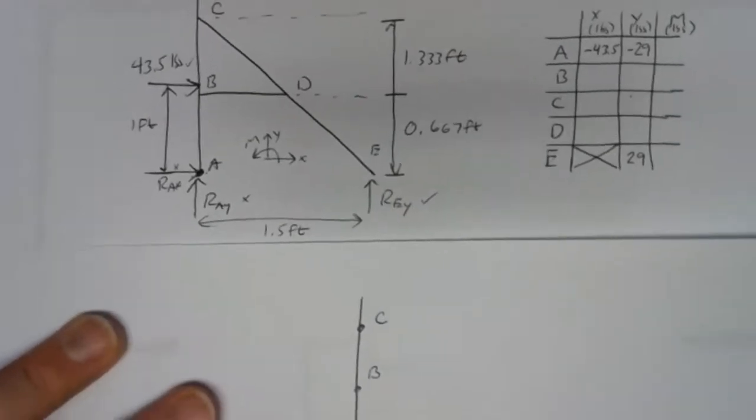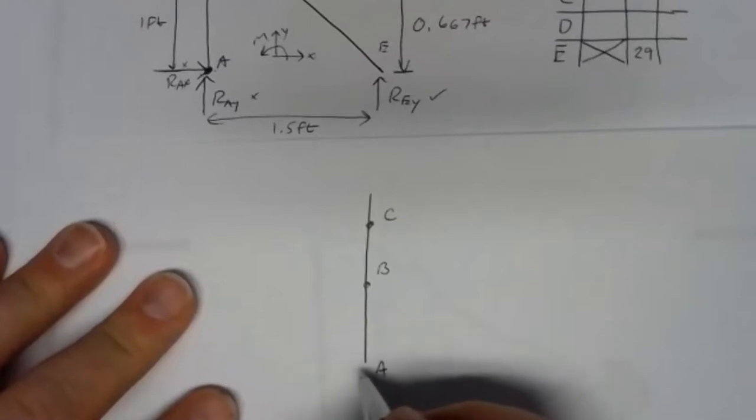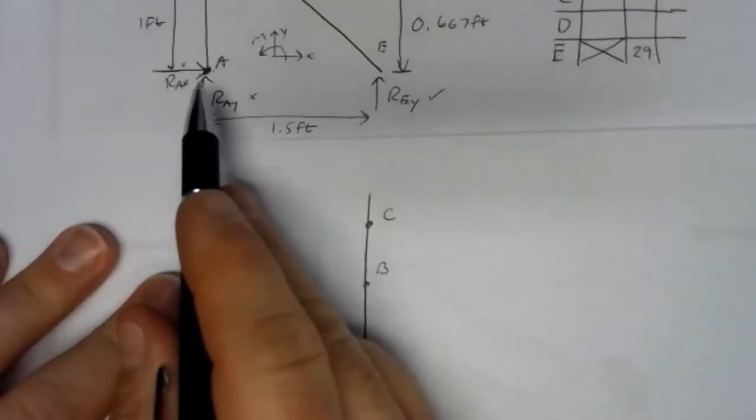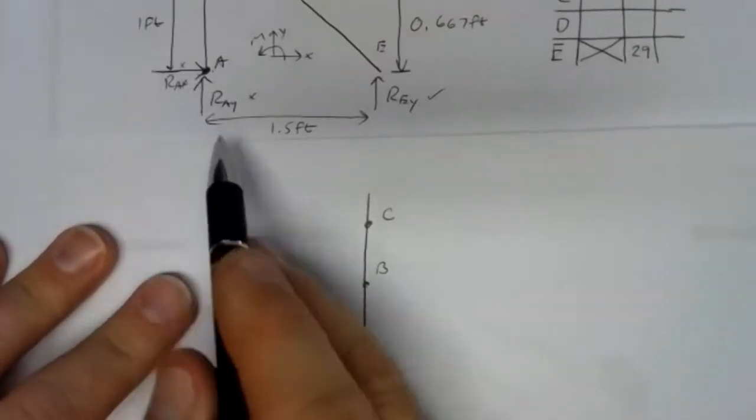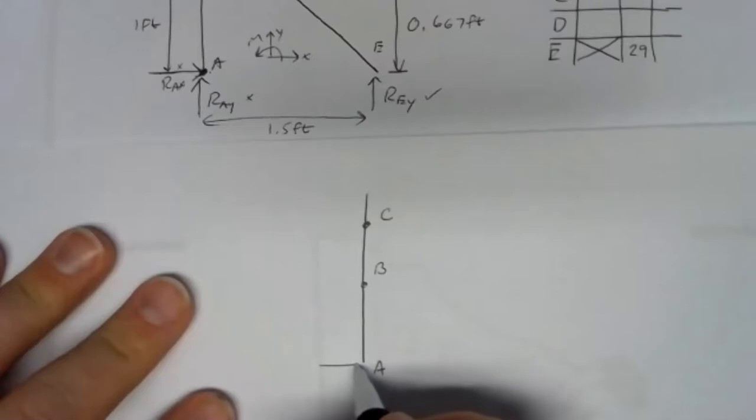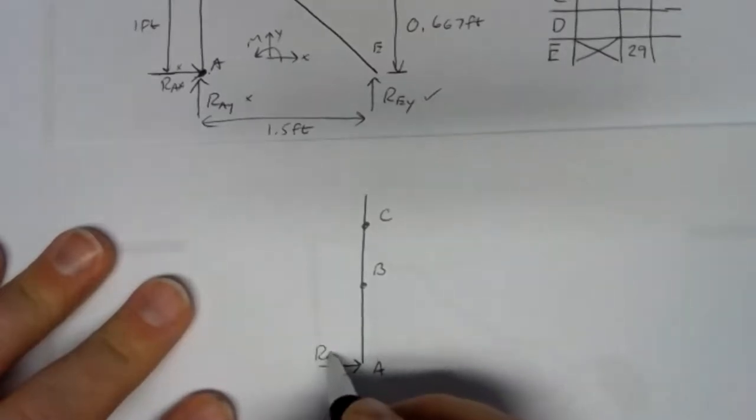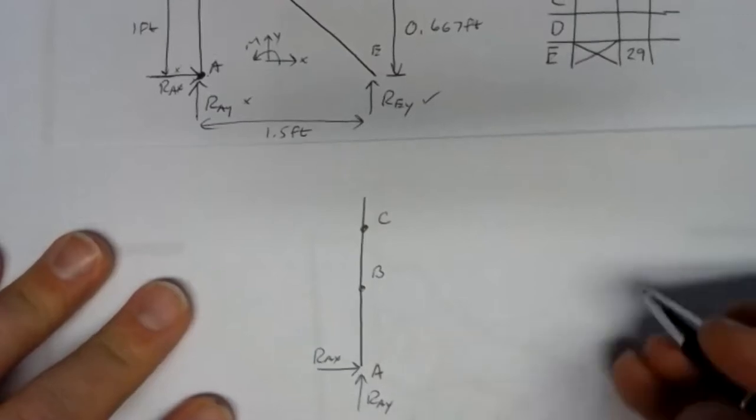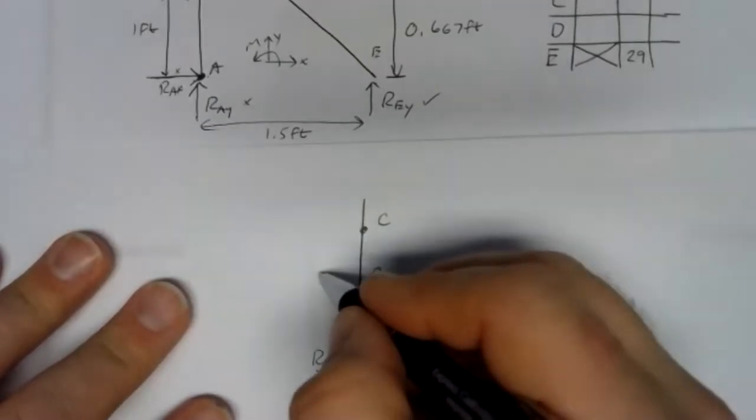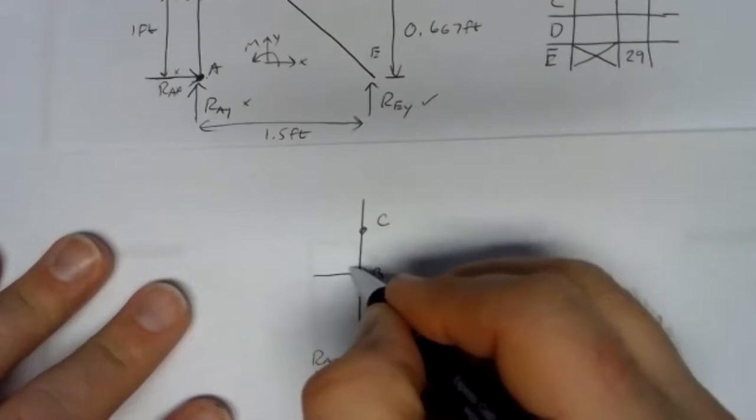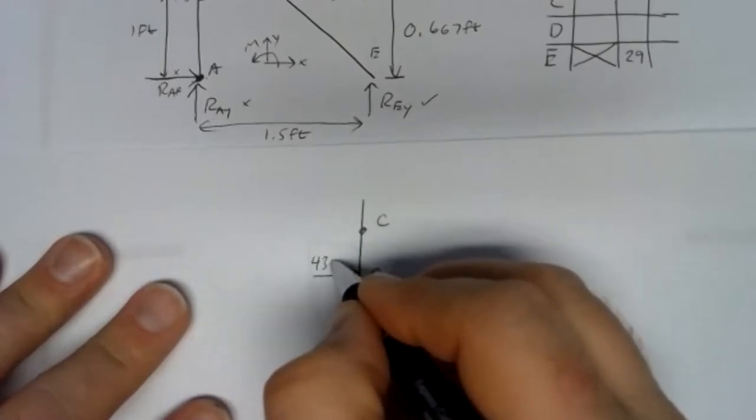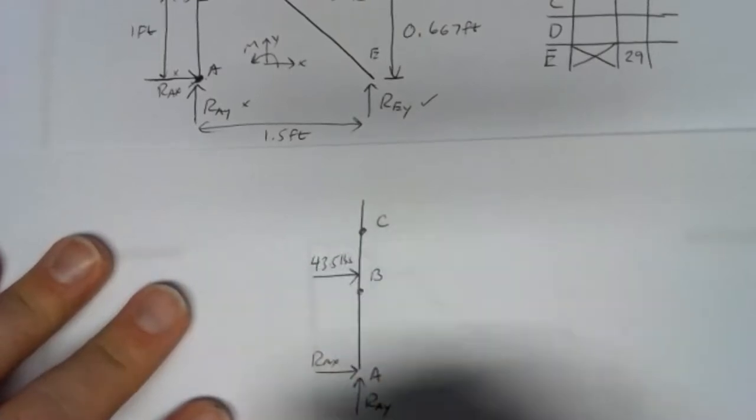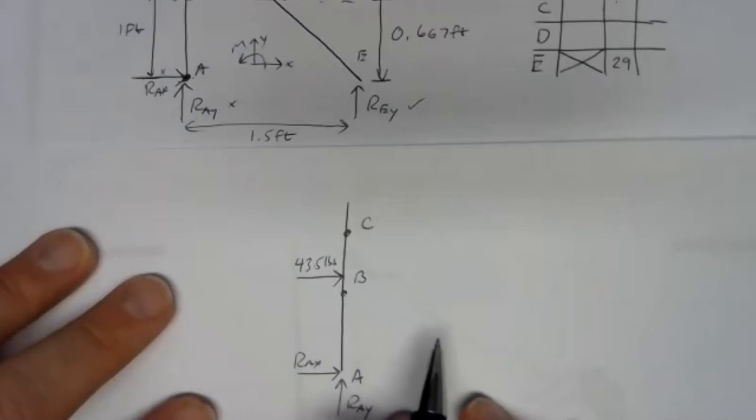And then we have something we've already made an assumption about. We've made an assumption about A. And so I'm going to carry those in because those are a support force. We've got RAX and RAY. Now, we've also got this 43.5 pound force here. And I'm going to leave off the geometry here for a moment. That's just one of the members.